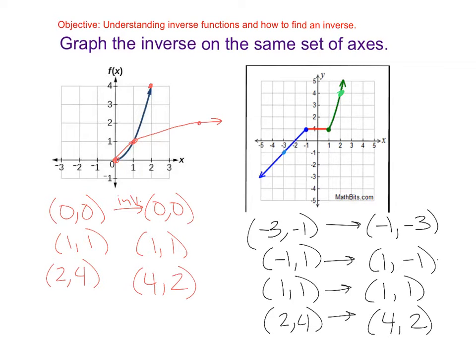All right, so I'm going to do this. I'll do it in black. All right, so I have -1, -3, 1, -1, 1, 1 did not change, and then 4, 2. So this looks like this. So that is your inverse function on the graph.